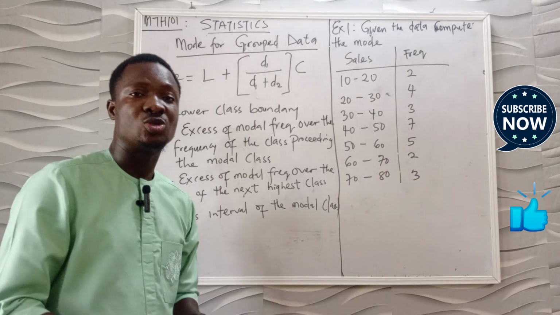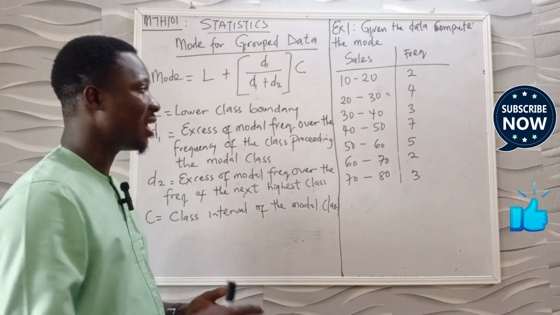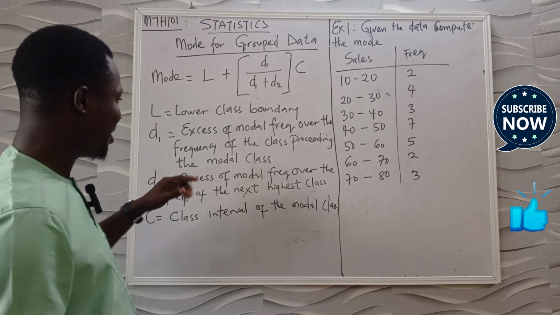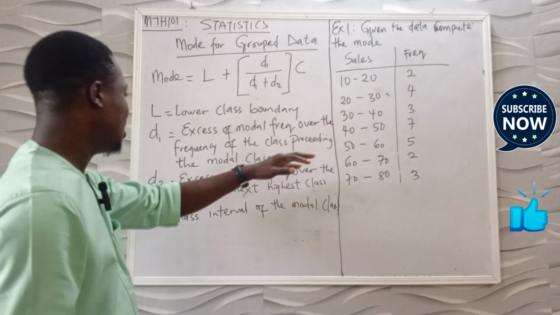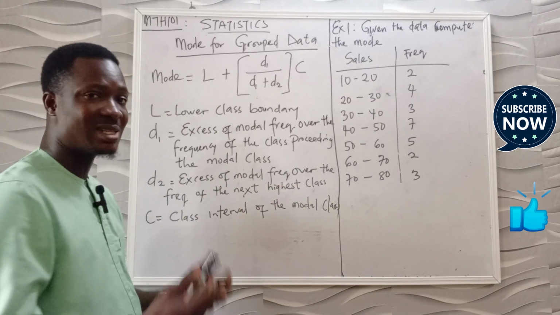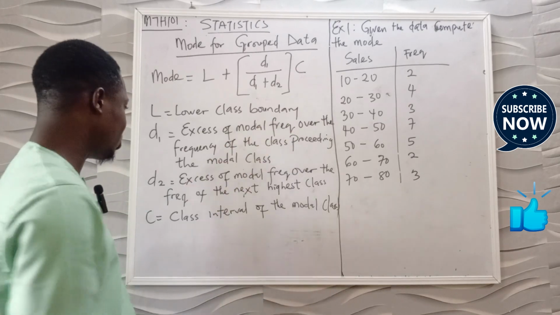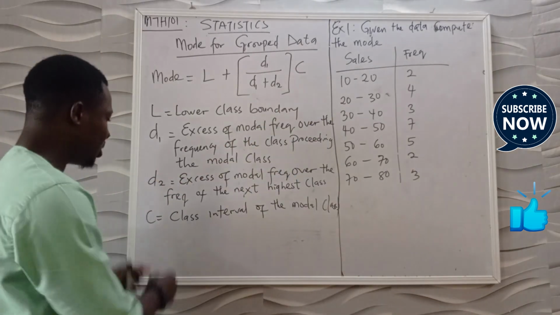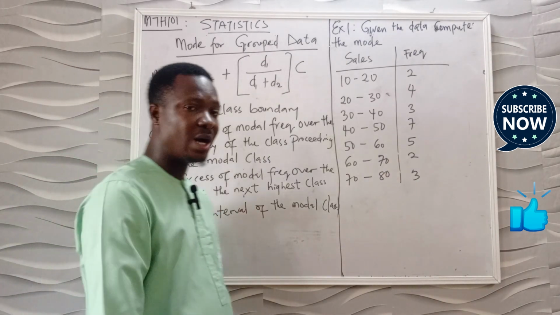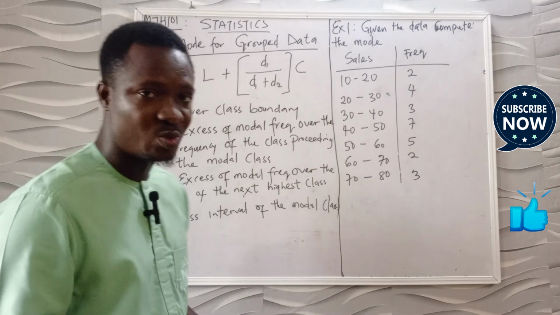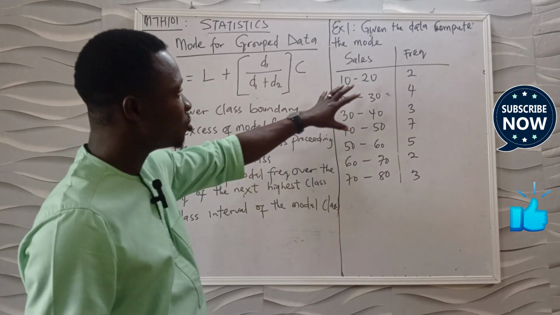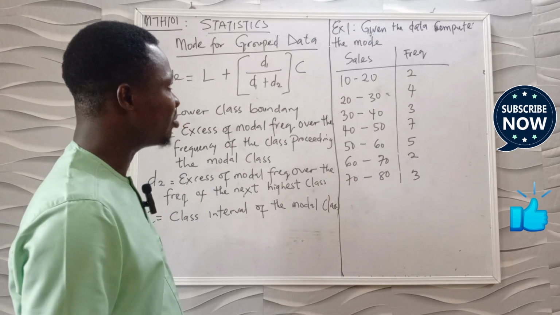I will try my best to ensure this topic is as simple as possible. D2 is the excess of modal frequency over the frequency of the next class. This will be easier to understand when we get to the example on the other side of the board. And as we know, C is the class interval of the modal class. In mathematics, we don't talk too much, we only solve. So let's see how we can use this formula to address the example.